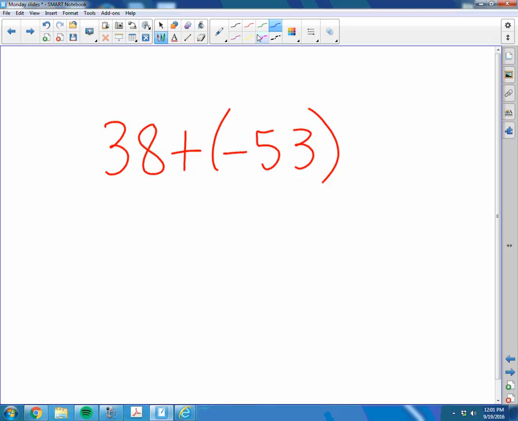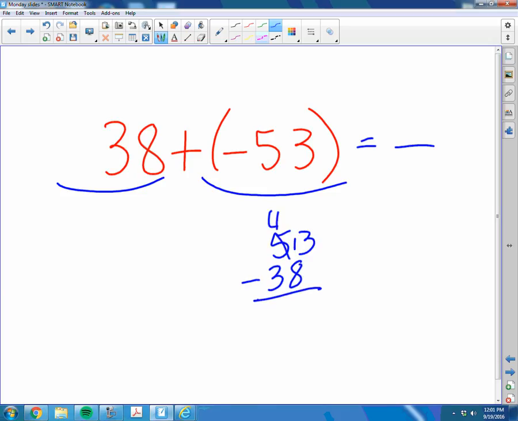Alrighty. So if I have a pile of 38 positives, listen to this, and I'm adding to that a pile of negatives, which pile is larger? The negative. So I know right off the bat my answer is going to be negative. Now I also know that these zero pair things are happening. So for every positive, there's a negative that's going to cancel it all out. Which one will I run out of first? The pile of positives or the pile of negatives, Brendan? I'm going to run out of the positives first. So to figure out the difference between the two, essentially, I'm doing this. So my answer is negative 15.